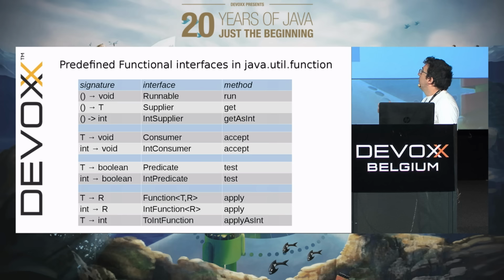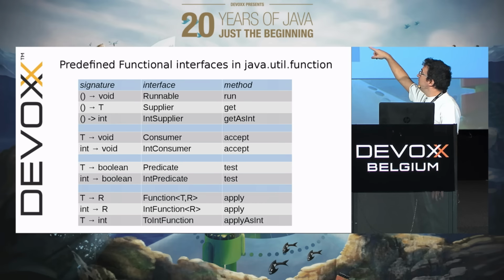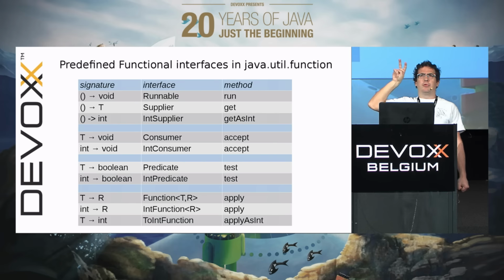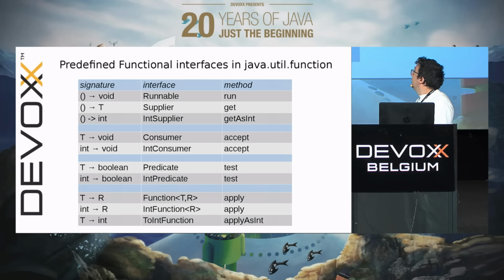If you want to model something like a function that takes no parameter and returns an object, you will use a Supplier. And because in Java we messed up with generics, if you want to return an int, you need a special interface, which is IntSupplier. Everybody knows that you can't put int in generics. You can't say it's a Supplier of int. I mean, it will change in 10, but currently you can't do that.